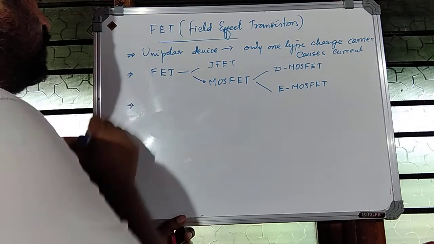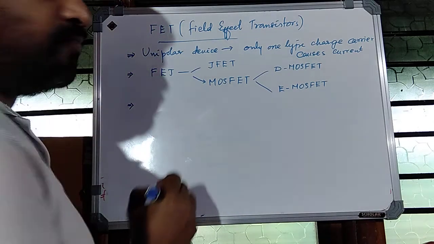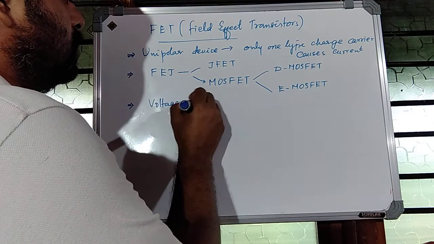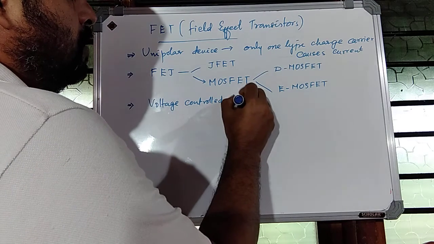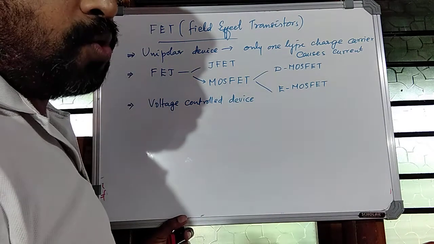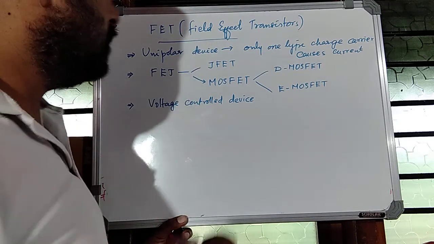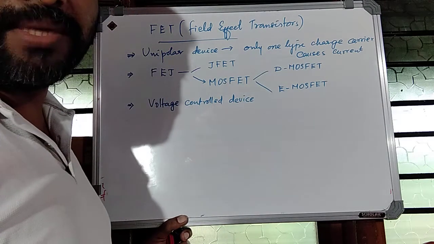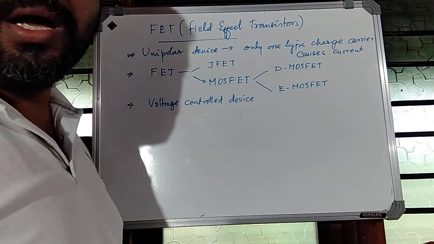Now, working of FET is like this. FET is a voltage controlled device. Unlike BJT, which is current controlled, where the value of collector current is controlled by base current, in FET, VGS, the gate to source voltage applied between gate and source terminals, determines the drain current.